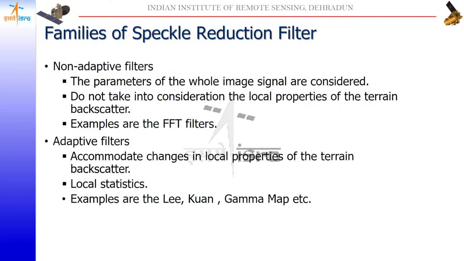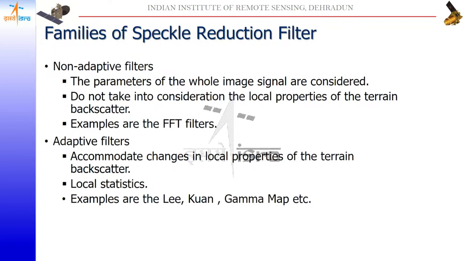What is the FFT? We go to the frequency domain by taking the Fourier transform. The Fourier transform decomposes the image into high frequency and low frequency, and as you know, noise is high frequency, so we can use a low pass filter. It will attenuate the high frequencies, and then we take the IFFT, inverse FFT, to convert back to the time domain. So that is non-adaptive: it takes the full image, does the FFT, removes the noise and comes back to the time domain.